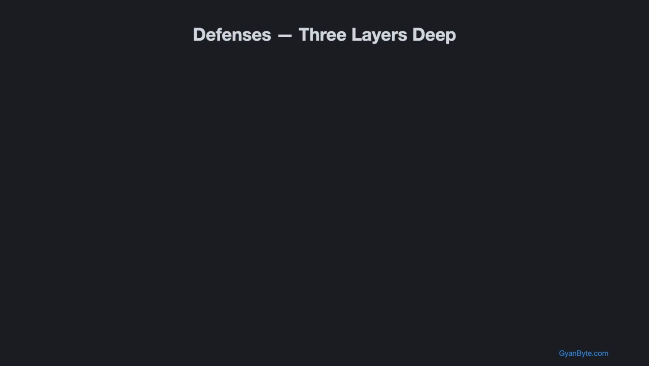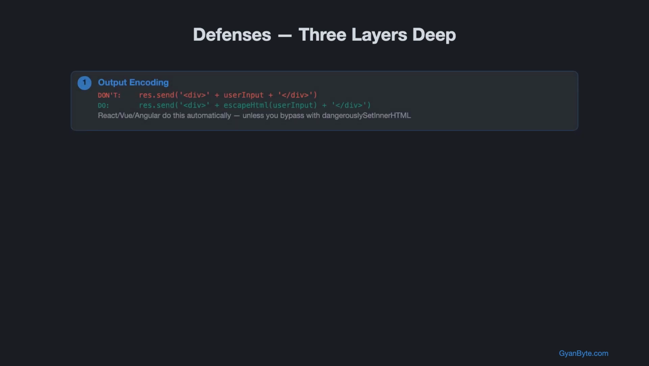3 defenses. And you need all 3. They work in layers. First, output encoding. Never put user input into HTML raw. Encode it. Turn angle brackets into HTML entities. Turn quotes into entities. Most frameworks do this by default. React, Angular, Vue, they all escape output automatically. But the moment you use dangerouslySetInnerHTML or v-html or bypass the escaping, you're back to square one.